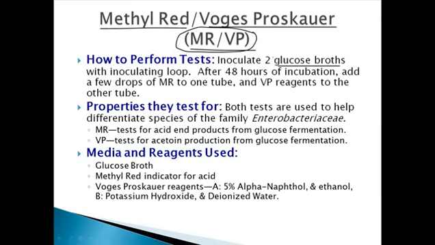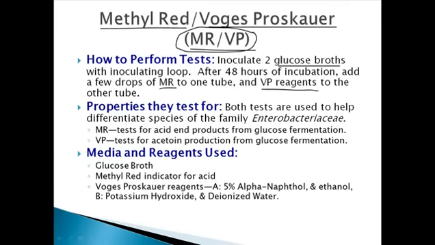Then after 48 hours of incubation, we add drops of MR. MR means methyl red. That's why it's called the methyl red test. And in the case of Voges-Proskauer, we have another set of reagents, which are called the VP reagents, added to the tube. So as we know, what is the function of the reagents in all these cases.